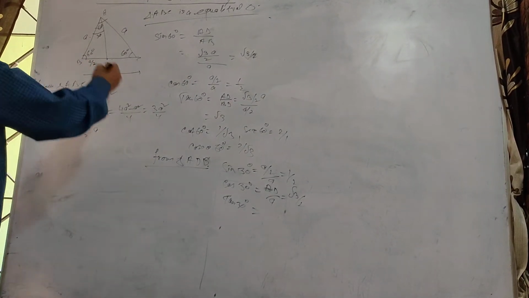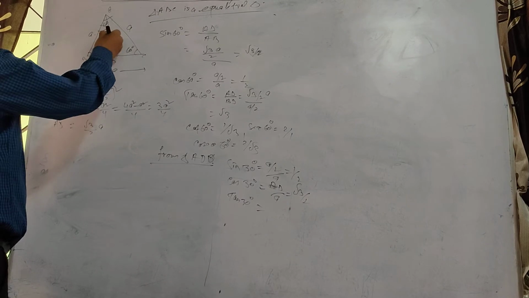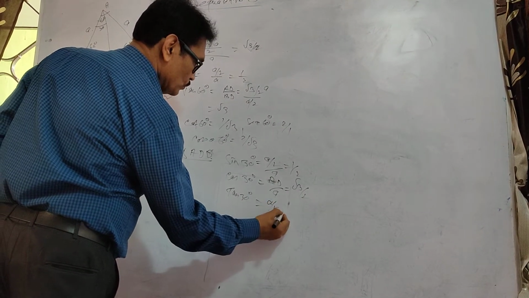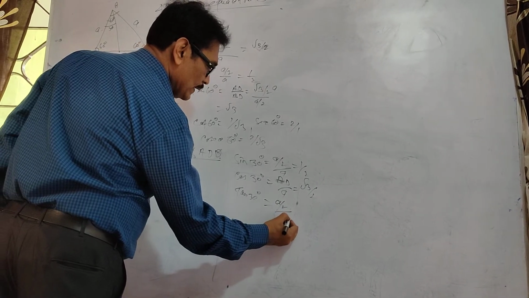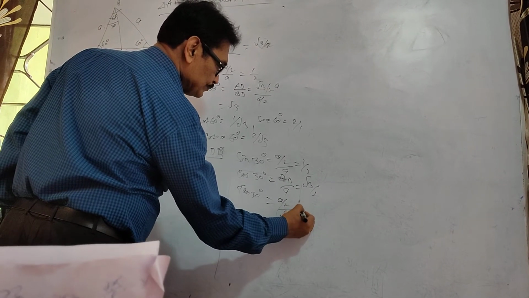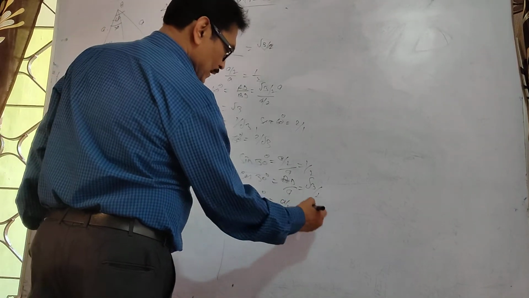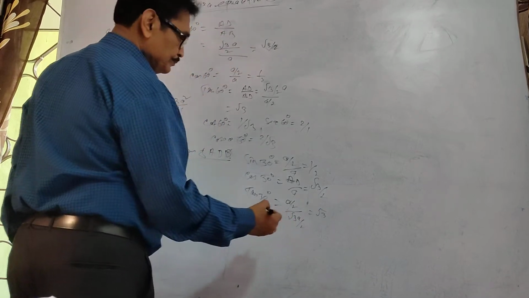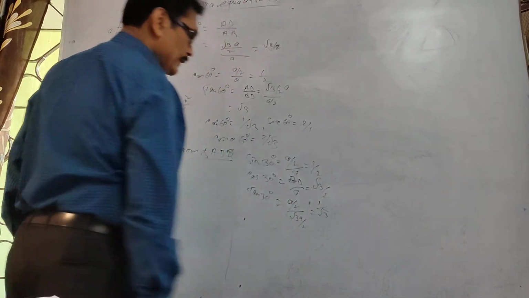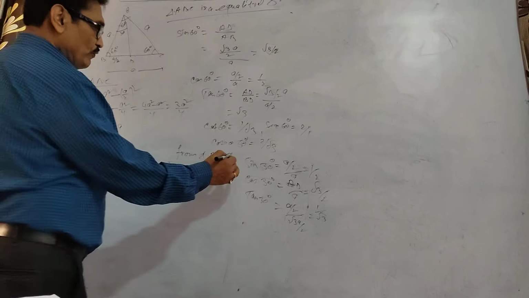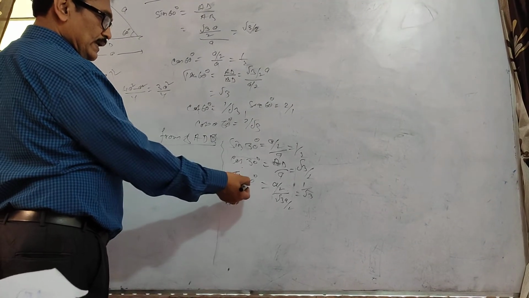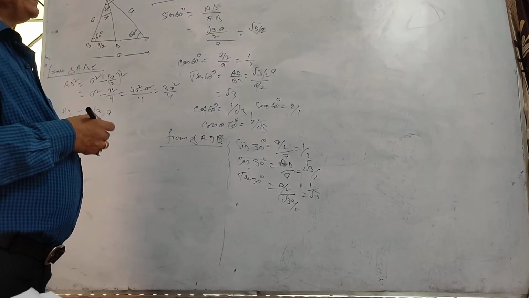And tan 30 degree is perpendicular upon base. So perpendicular is A by 2 upon base root 3 A by 2. So this becomes 1 by root 3. Similarly, we can find the values of cosec 30 degree, sec 30 degree and cot 30 degree.